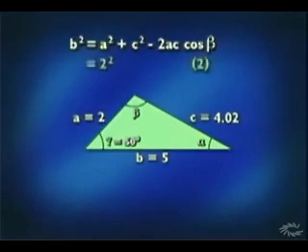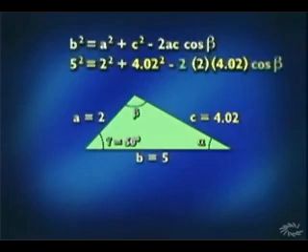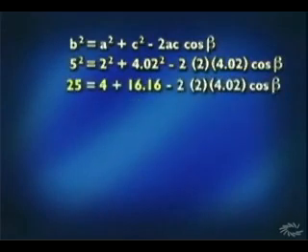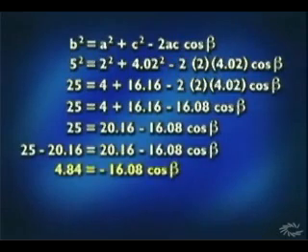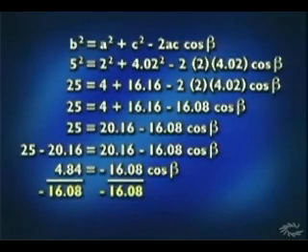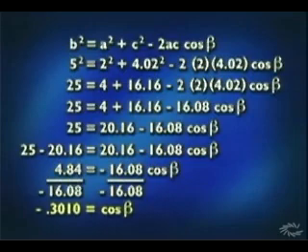Substituting the values of the sides A, B, and C, our equation is 5 squared is equal to 2 squared plus 4.02 squared minus 2 times 2 times 4.02. Once we square, add 4 to 16.16 and subtract that sum, which is 20.16, from both sides, we get 4.84 equals negative 16.08 times the cosine of beta. We're trying to find the cosine of beta, so we'll divide both sides by negative 16.08. After dividing, we get the cosine of beta equals negative 0.3010.